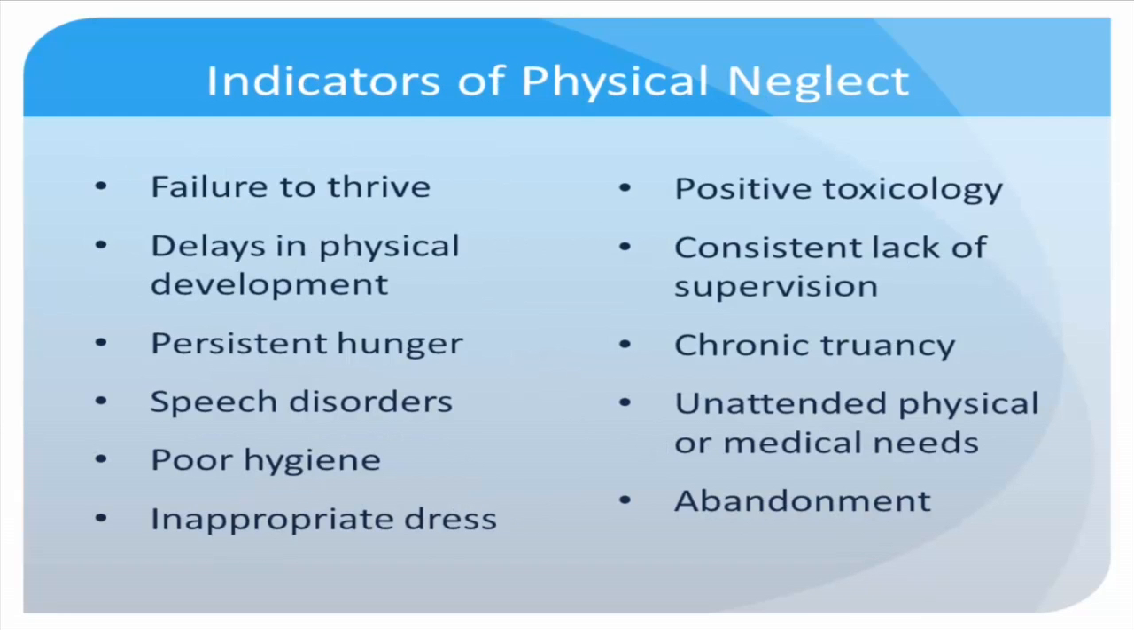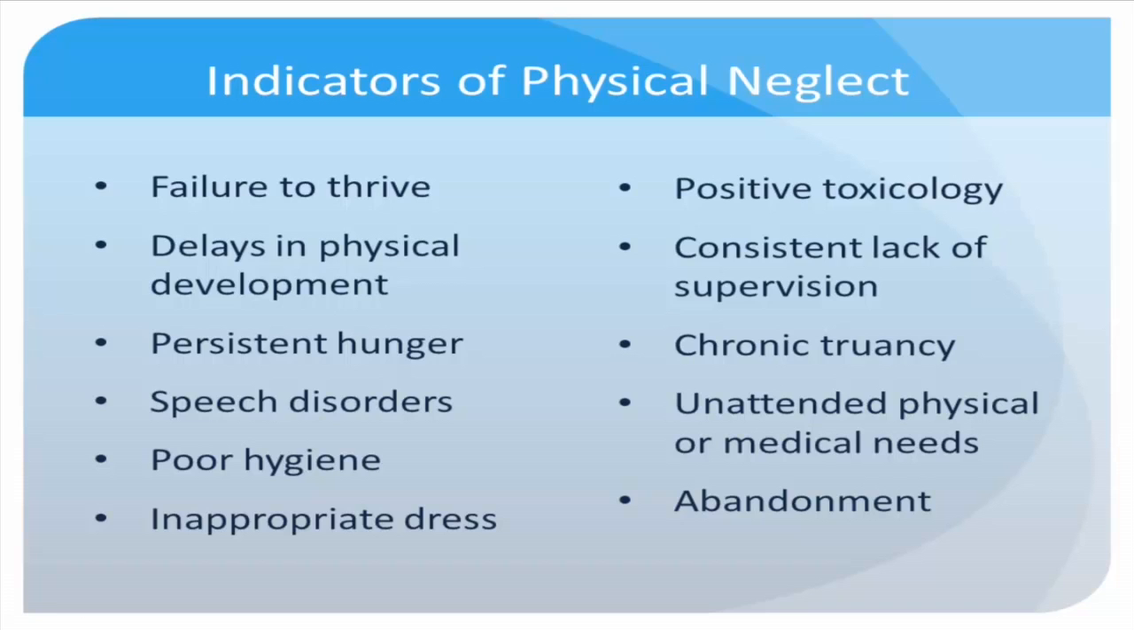Indicators of physical neglect include failure to thrive, delays in physical development, persistent hunger, speech disorders, poor hygiene, inappropriate dress, positive toxicology, consistent lack of supervision, chronic truancy, unattended physical or medical needs, or abandonment. Although these symptoms are common among abused or neglected children, many factors can contribute to these listed symptoms that are not the result of abuse and should not be considered in isolation.